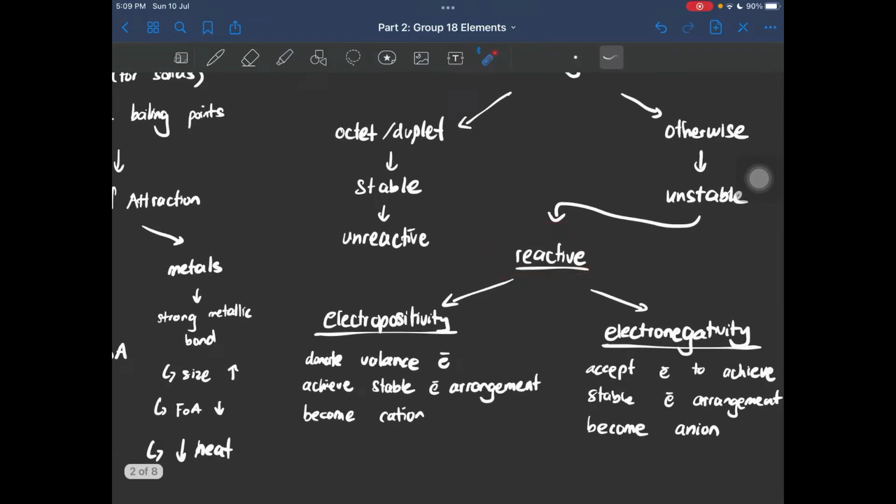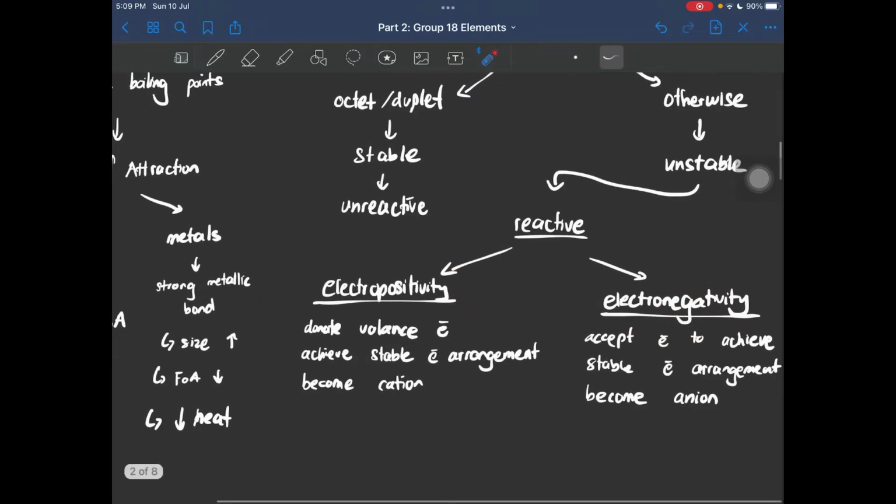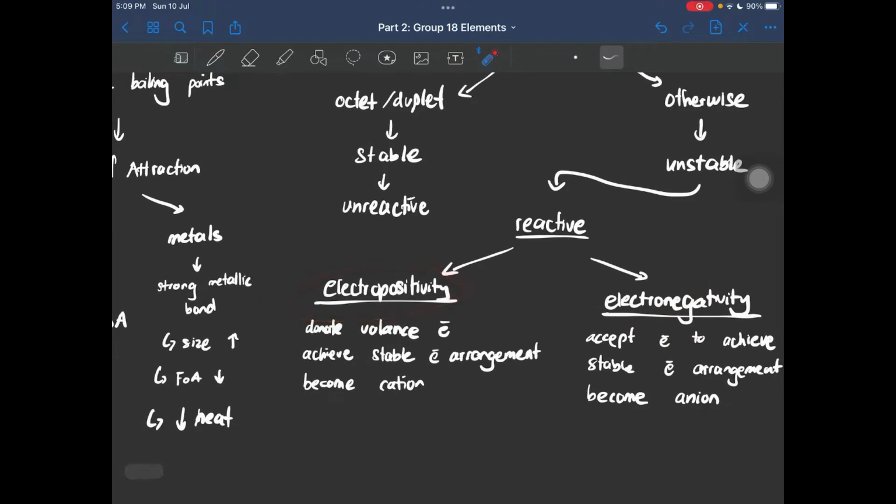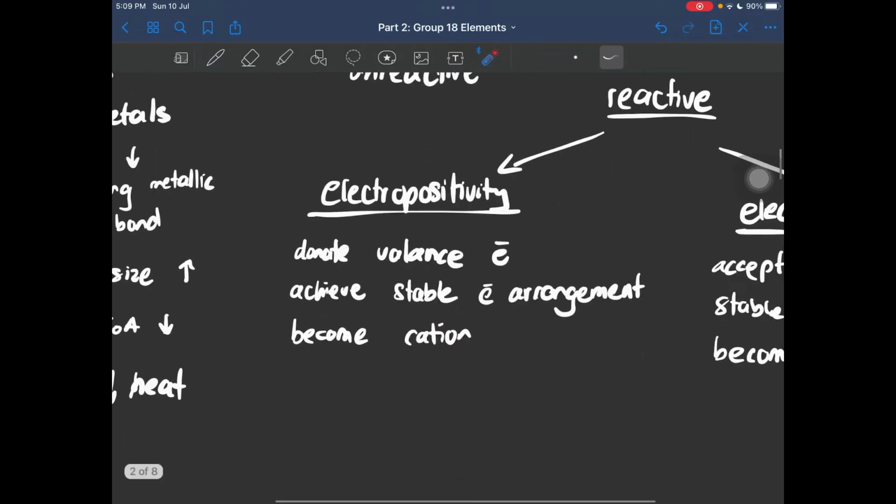And when we're comparing the reactivity down the groups, we often use two terms known as electropositivity and electronegativity. Electropositivity is the tendency of an atom to donate valence electrons to achieve stable electron arrangement to become a cation. A cation is a positively charged ion, right? So that explains why it is known as electropositivity. You form a positive ion with the release of an electron.